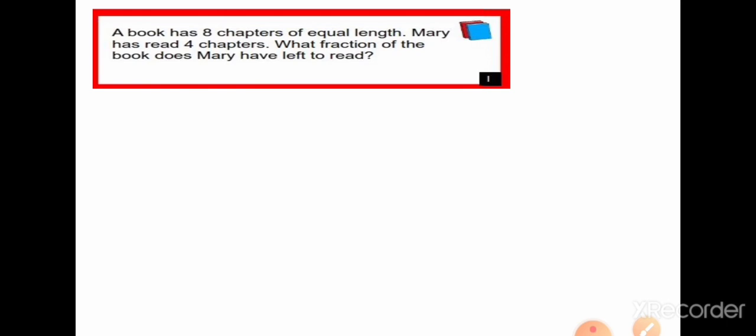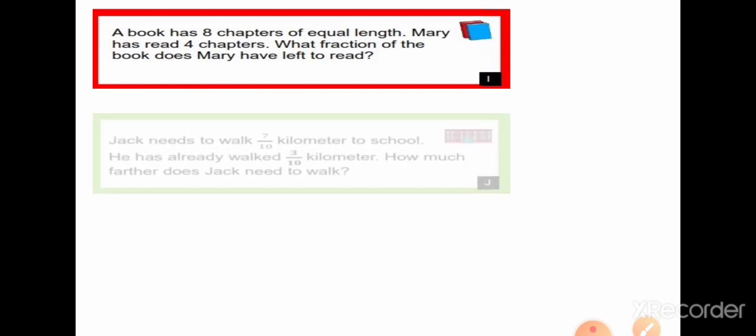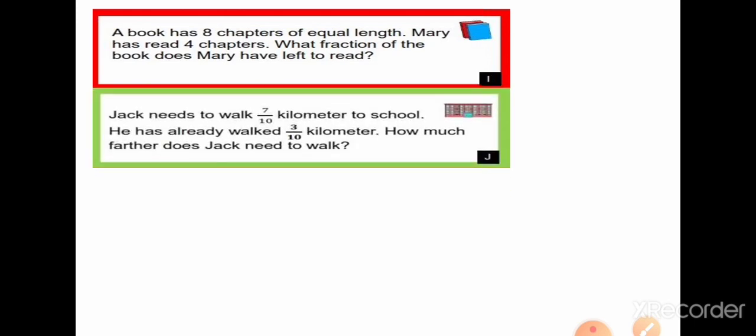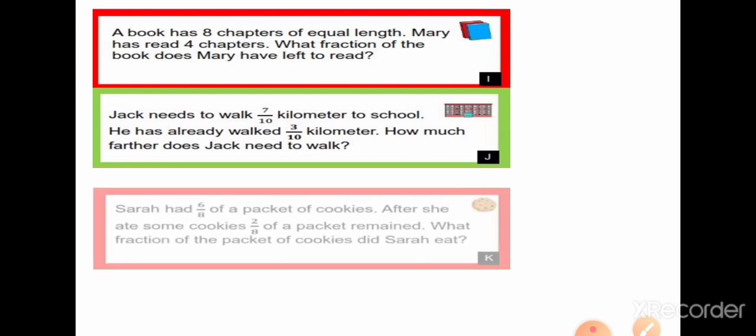So, first, a book has 8 chapters of equal length. Mary has read 4 chapters. What fraction of the book does Mary have left to read? Next, Jack needs to walk 7 over 10 kilometers to school. He has already walked 3 over 10 kilometers. How much farther does Jack need to walk?